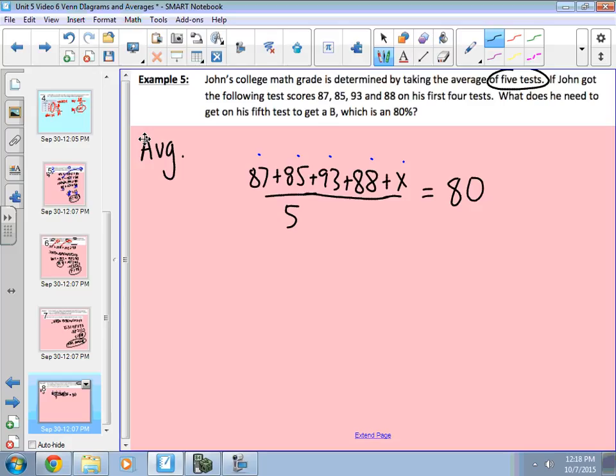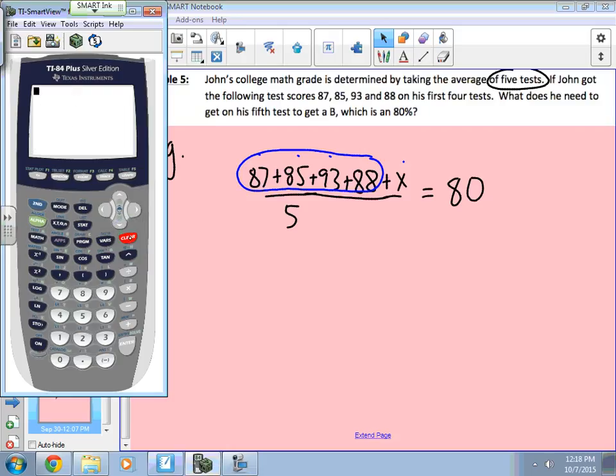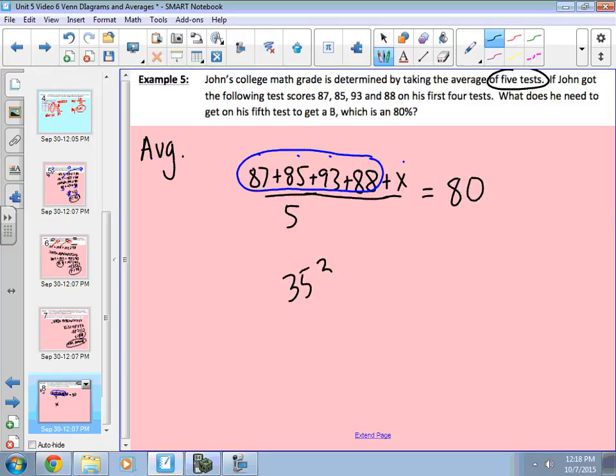Okay, now if we're solving for x, we want to try to simplify this. One thing we could easily simplify is adding these other 4 test scores up. So let's add together all his other tests: 87 plus 85 plus 93 plus 88. All his other 4 tests added up to 353 points.